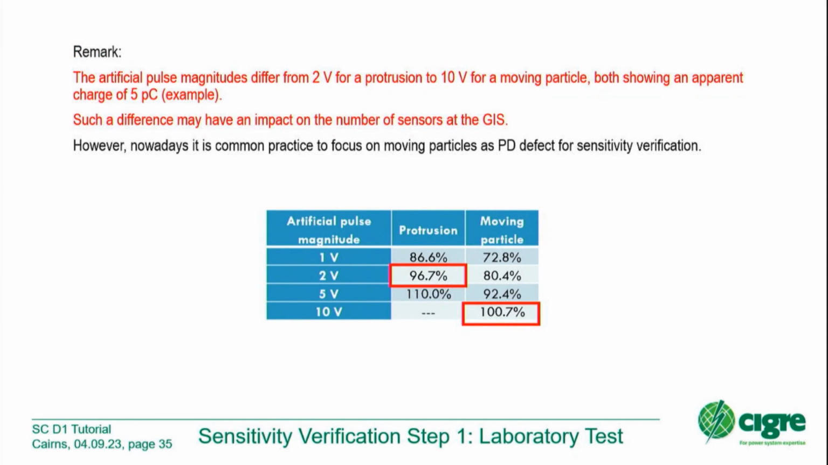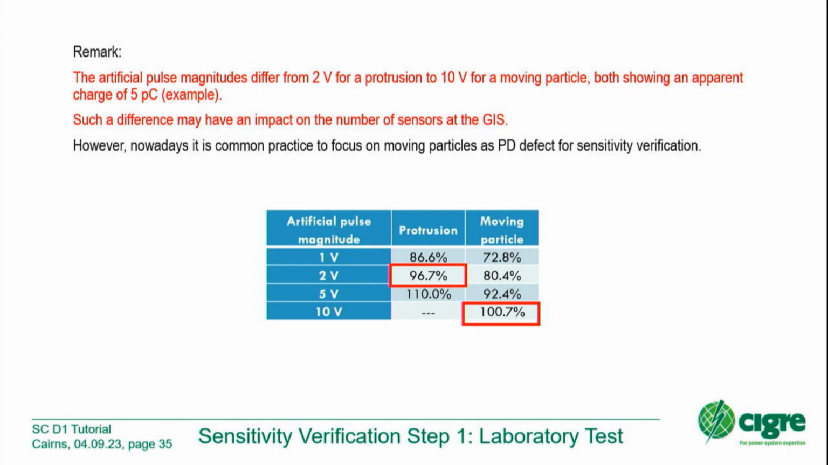Yeah, the table shows the examples here for the moving particle. And as I mentioned before, we have to take into account the type of defect. This was done in 2016 in the brochure for the first time. There we collected the return of experience and we saw that the protrusion shows a different signal compared to moving particles. If we have a test setup and we test first the moving particles, 5 pC, we end up with 10 volts. If we have a protruding tip, the needle-like defect, we end up with 2 volts.